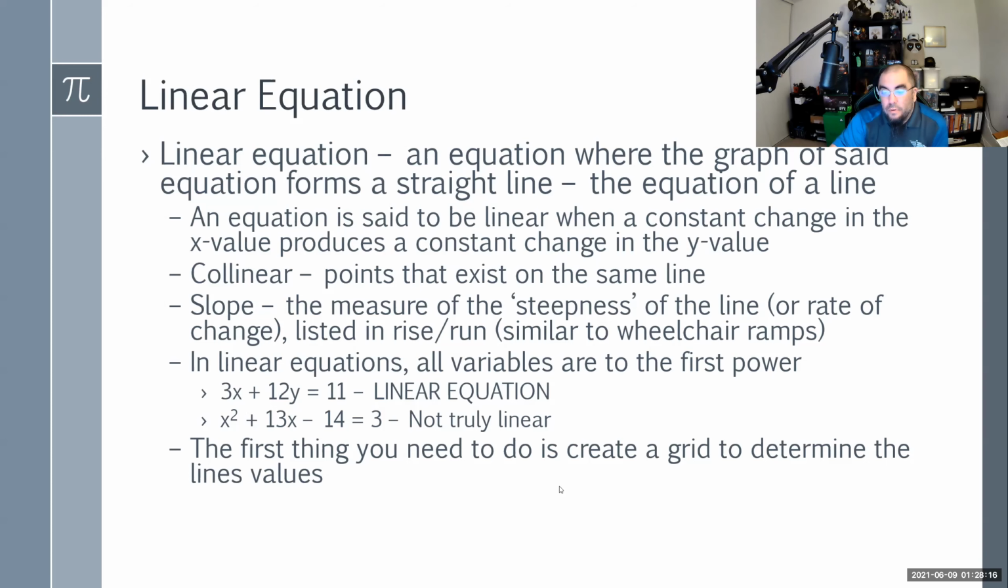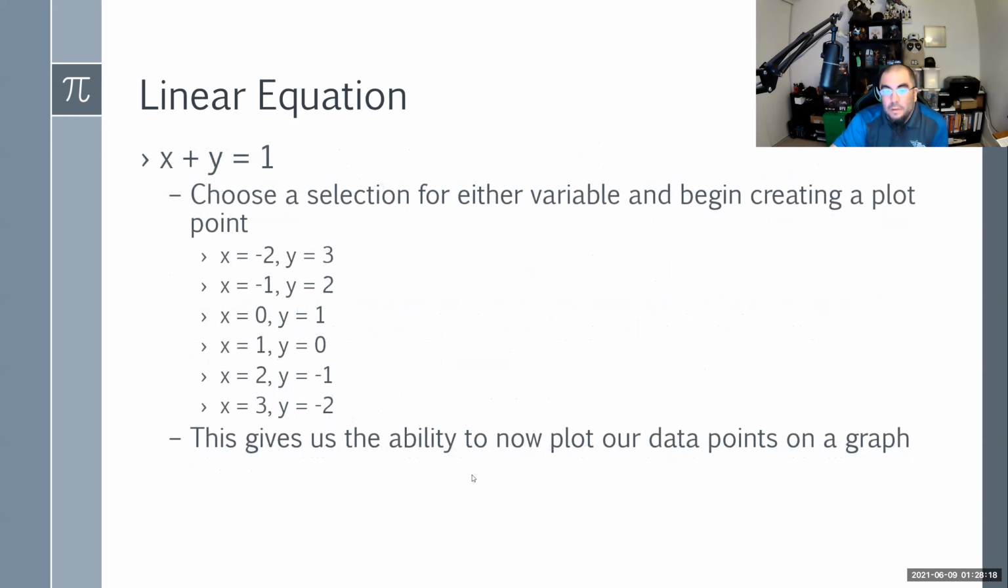So the first thing you need to do is create a grid to determine the line values. So let's look here at x plus y equals 1. So we choose a selection point for either the variable and begin to create a plot. So what happens if x here is equal to -2? Well, we're going to go up and plug that in. So if we make x equal to -2, then y has to be 3. So x equals -2, y equals 3. If x is -1, then y is going to be 2 in order to equal 1. And we just keep going down that value, and that allows us to plot.